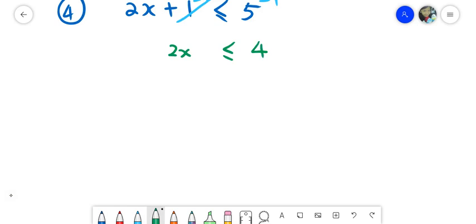So from here, how to get the coefficient of 1 on your x? You may need to divide by 2. Whatever you apply on the left, apply the same thing on the right. So simplify it. Your answer is x less than or equal to 2. Okay?